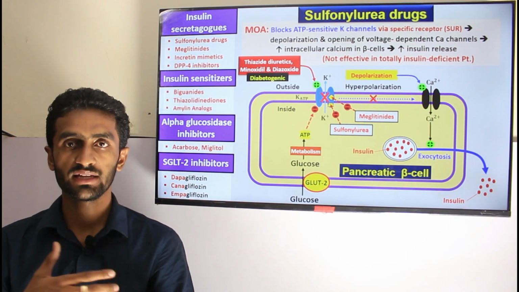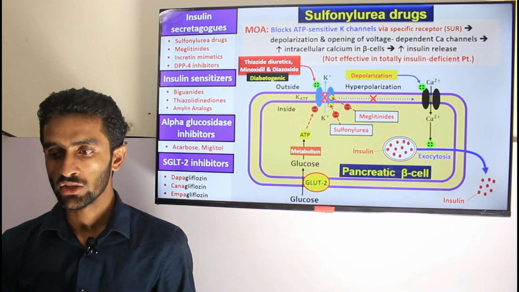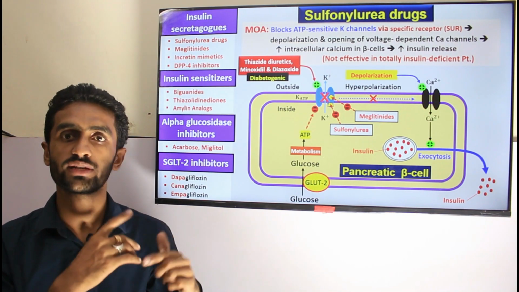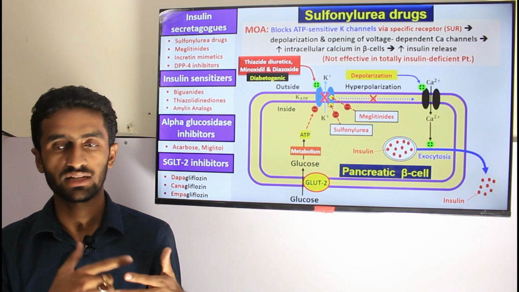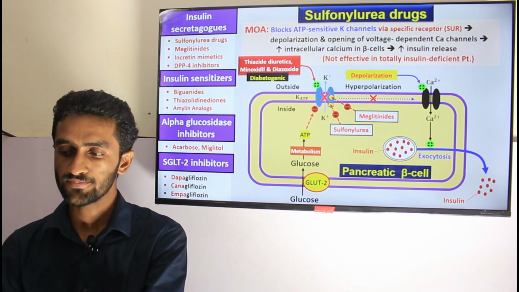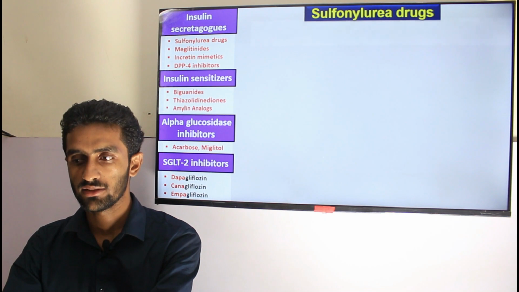Okay. So they compete with, you can say, the sulfonylurea and the meglitinide. So if someone is taking these drugs, in this situation, you should increase the dose of the sulfonylurea or the meglitinide in order to make them effective. Okay. So let's look at the sulfonylurea.